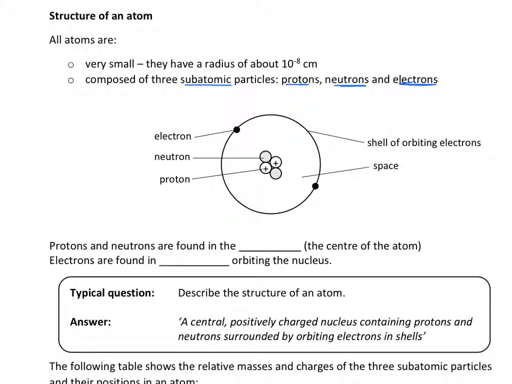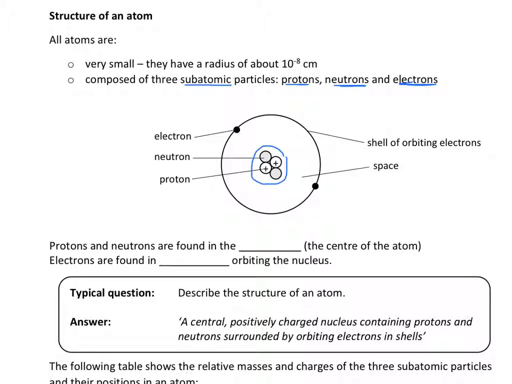So let's have a look at what protons, neutrons, and electrons are. Well, in the structure of an atom, you have what we call a nucleus. And I'm drawing that nucleus now. The nucleus is at the very centre of the atom, and the nucleus contains the protons and the neutrons. But we have one other subatomic particle, and that's our electrons.